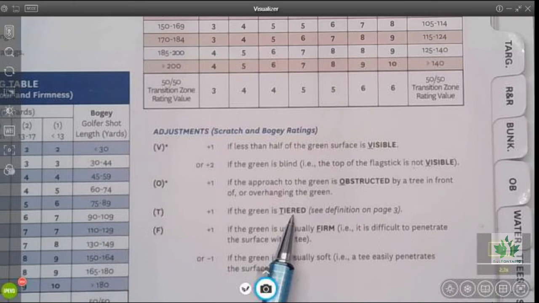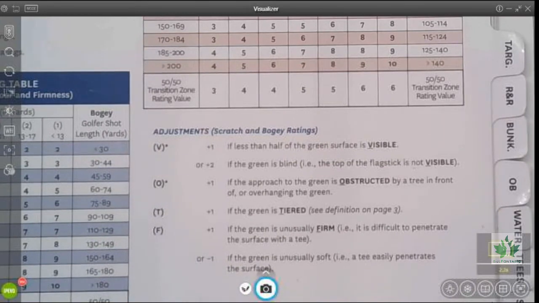If the green is tiered, this is just because tiered greens are harder to stay on. If you hit on the wrong tier, it's just not as good as being on the regular, non-tiered green. I've never used this one in all these years, unusually firm. I guess if you're going to use this adjustment, you probably use it on every green because it's probably a golf course where they don't irrigate the greens properly or something, but I've never used this F adjustment in my lifetime.